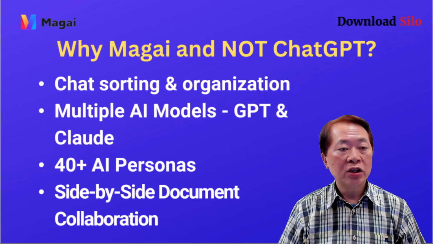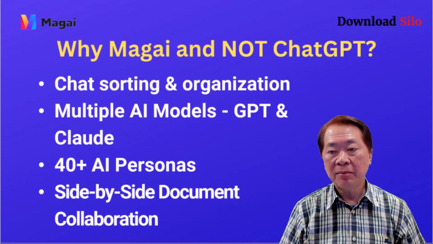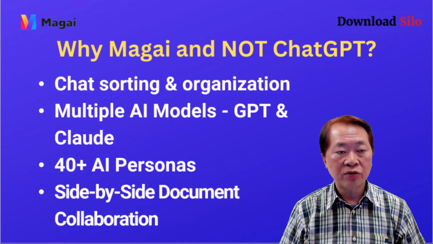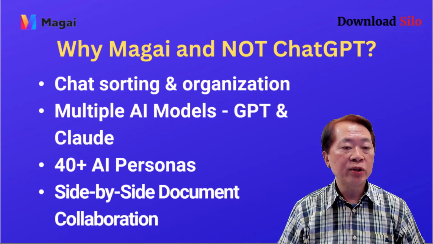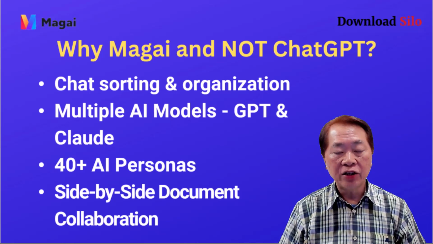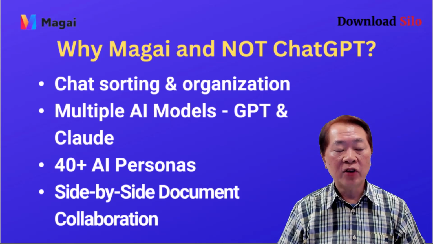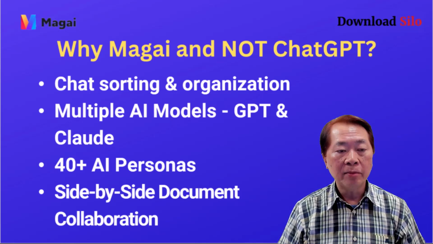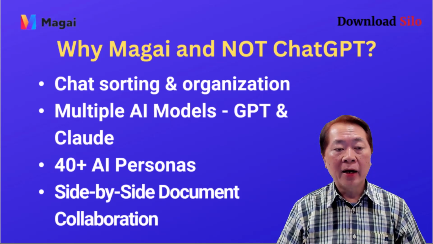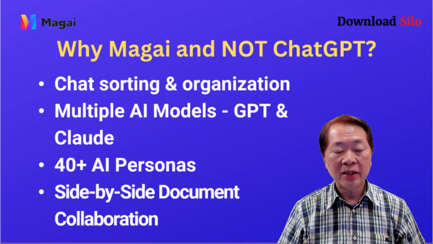First, chat sorting and organization, meaning you can search or filter your chat history, and organize your chats in folders. The second one is multiple AI models, GPT and Claude. You can actually use multiple models of this AI engine, either from OpenAI or from Claude. The third one is that you have 40 plus AI personas to choose from, which I will show you later when we go into the backend of this Magai. And you can actually have a side-by-side document collaboration.